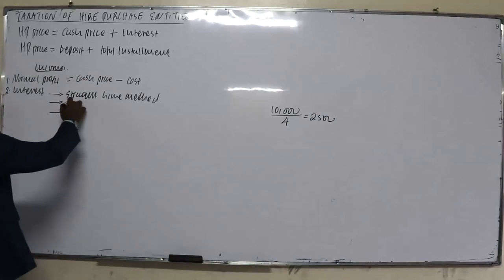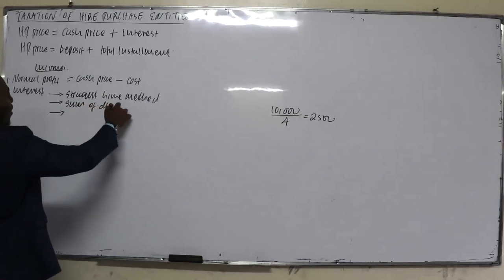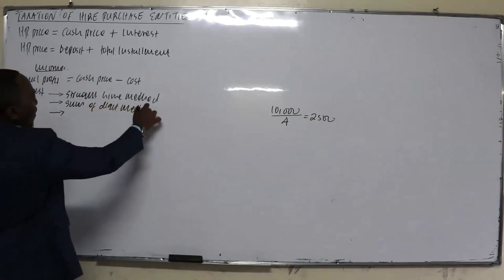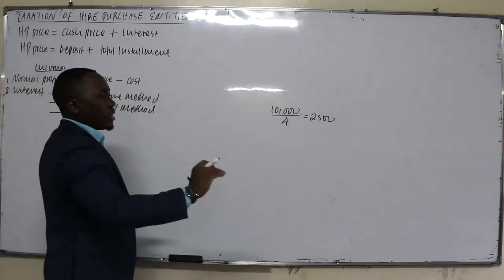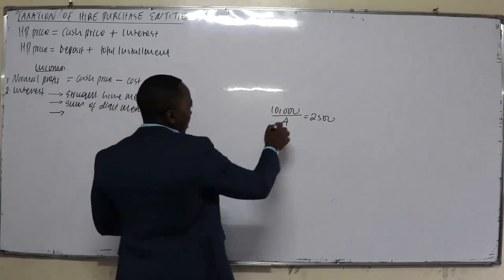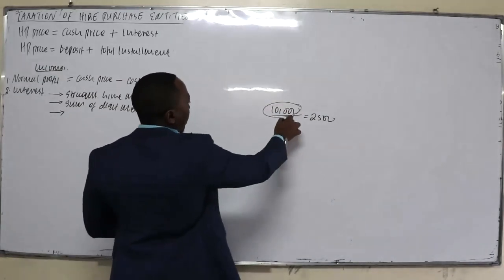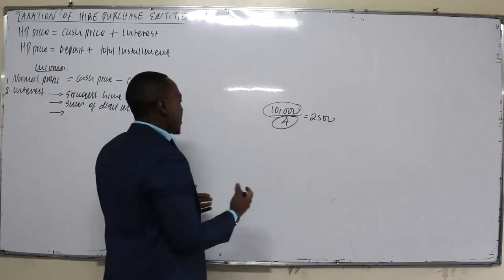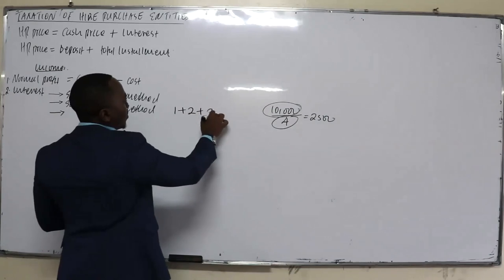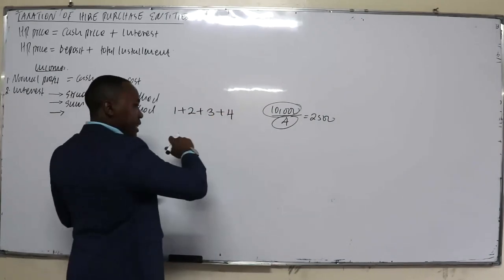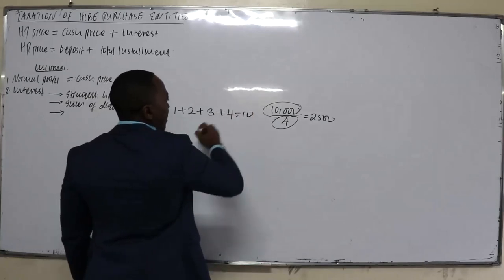Number two, you can also use what we call the sum of digits method. Now, under sum of digits method, this is where you allocate the interest over the installment period. For example, in this case, assume that the interest earned was 10,000 and the customer was to pay in four installments. So how does the sum of digits work? It's 1 + 2 + 3 + 4, the sum of the hire purchase installment period. You add that, you get 10.